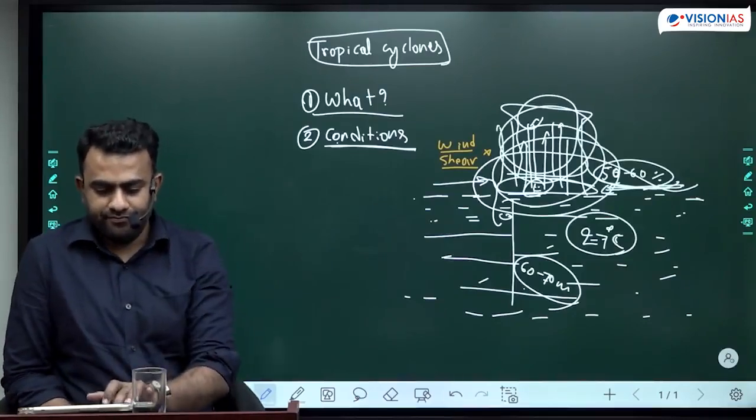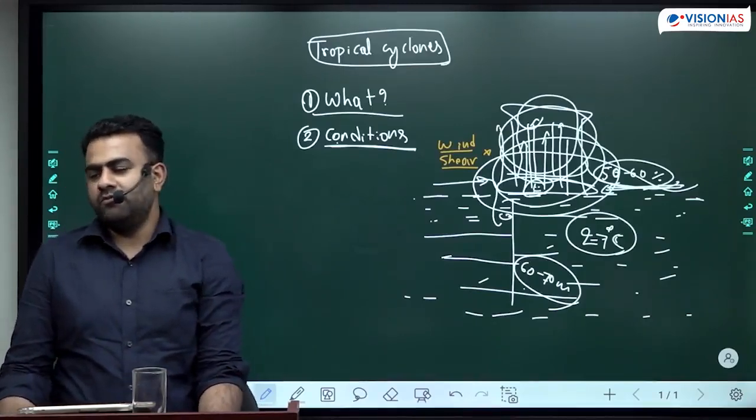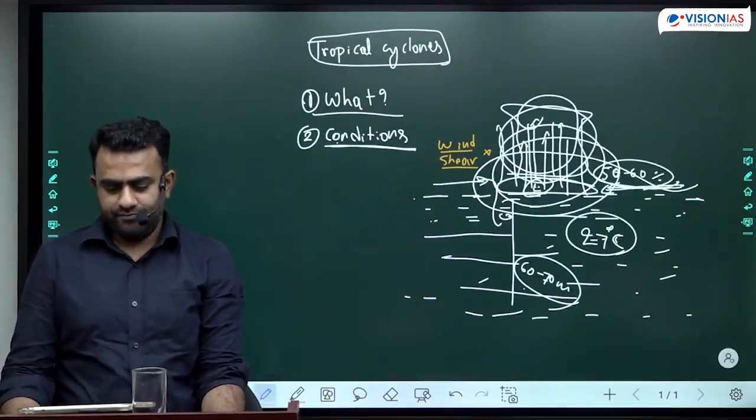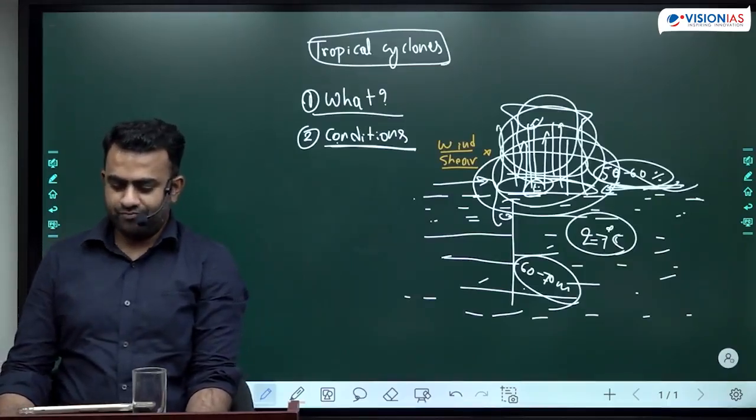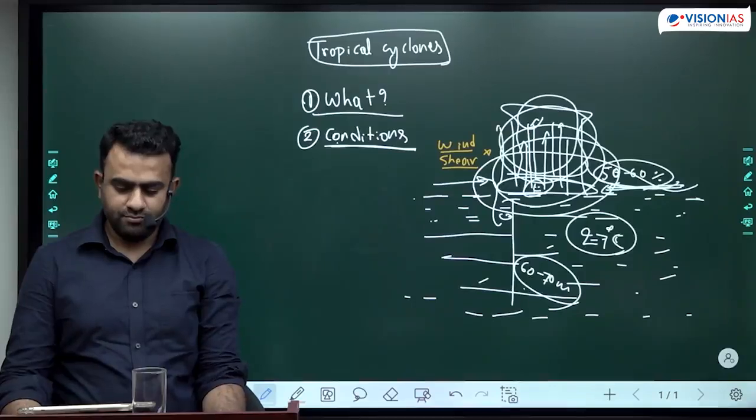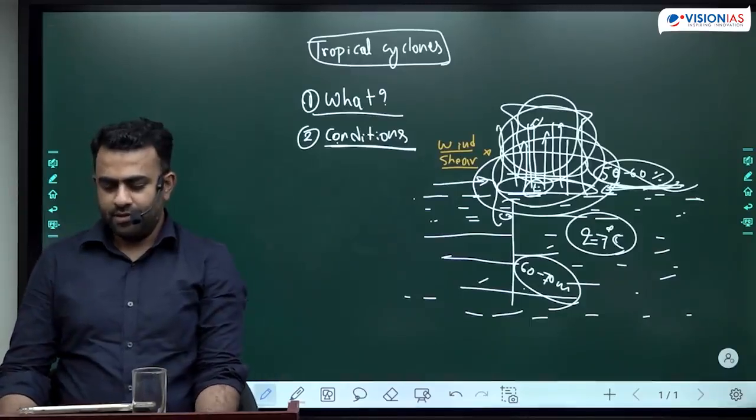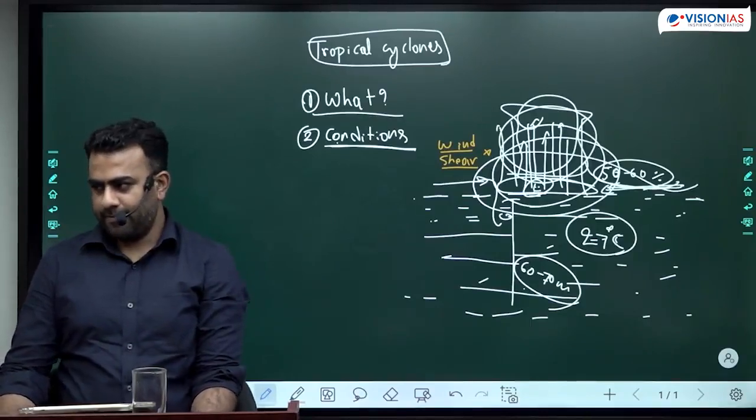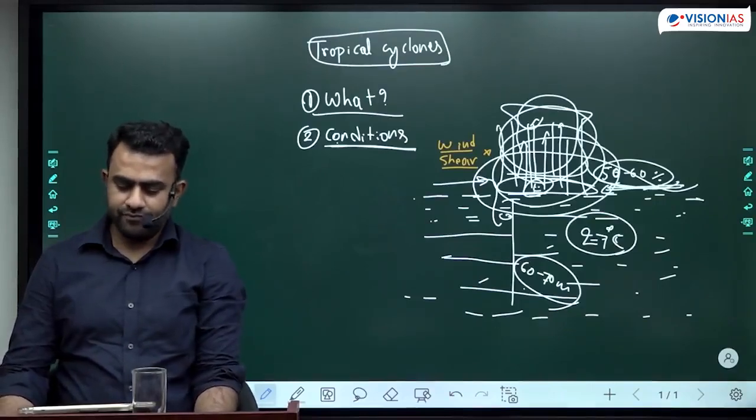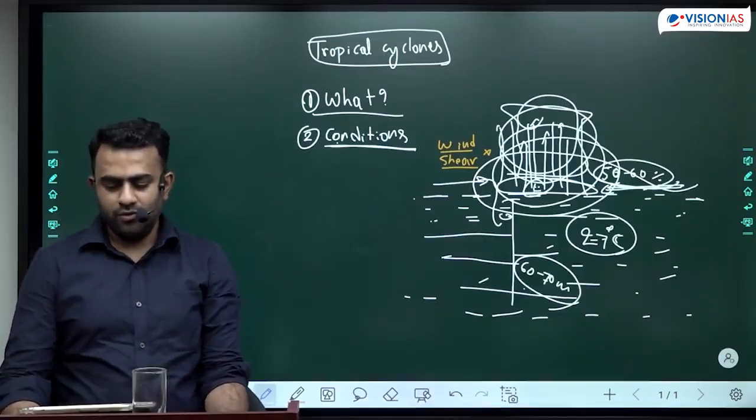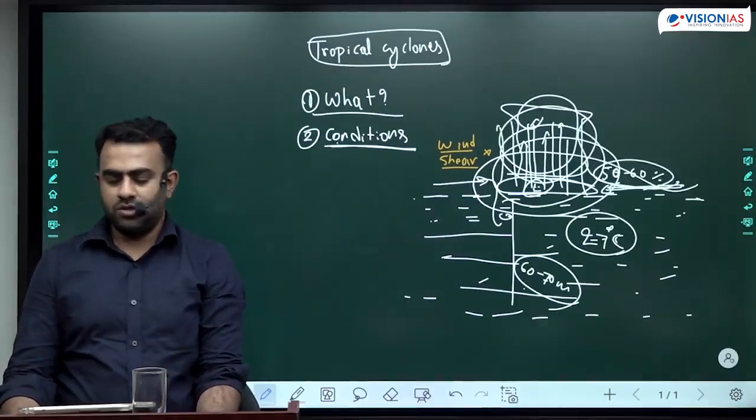Near to the surface. Fourth, minimum vertical wind shear, so that humid and warm air is not removed by the strong horizontal winds.